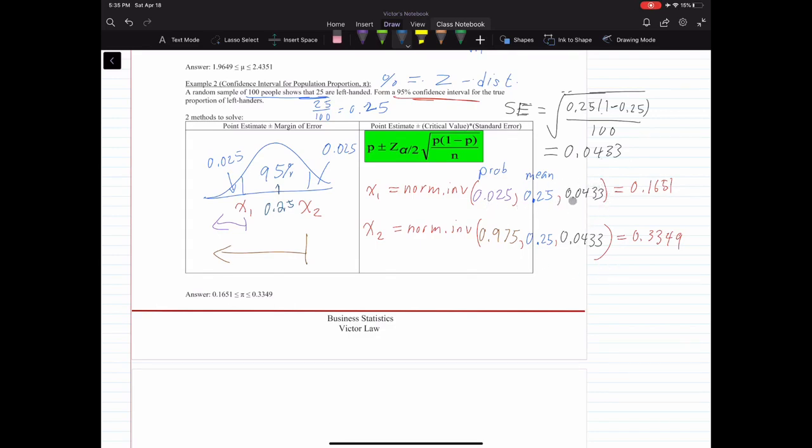So once we have these three variables, then we can plug it into Excel, equal norm.inv, to get x1 and x2. And you're going to get 0.1651 and you're going to get 0.3349. And I won't show you how to do that in Excel. You should know how to do that so you can do that on your own. And that's example 2.